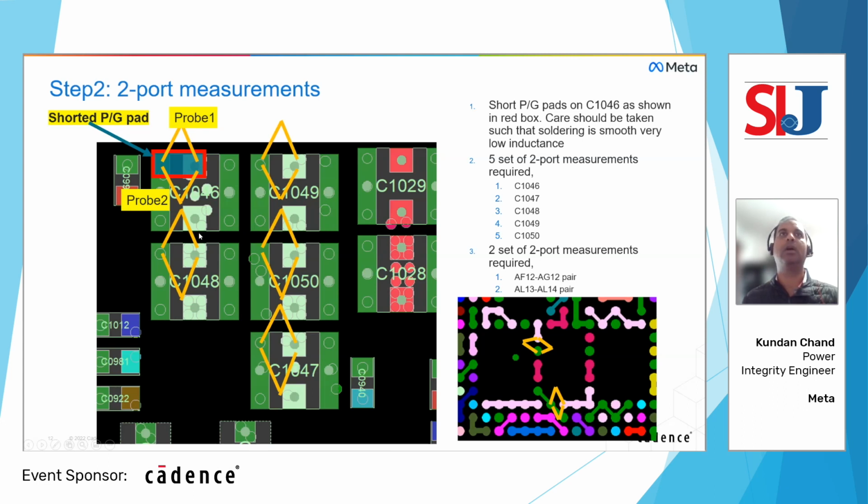The lighter green one is your power pads, and the darker green are the ground on both sides of the power. We put the 2 ports in this fashion at the same pad location, and so we shorted one of these power and ground together on the board, and you could probe any of these cap pads using the 2 probes and look at the results.